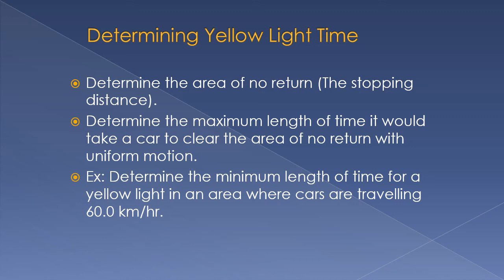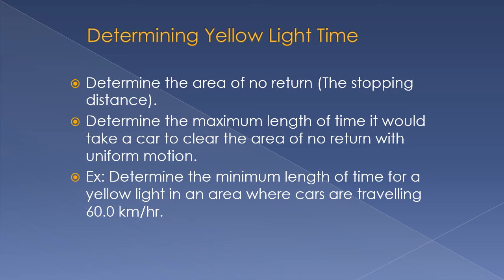And so it's kind of that point where, uh-oh, I need to go through the light rather than trying to stop. And so you need to determine the maximum length of time it would take the car to clear that area with uniform motion. And so, okay, if I just stay at that speed, will I clear through before it turns red? So it's a tough thing to learn, this uh-oh, do I stop? Do I have time to stop? Or do I just accelerate through? And that's where a lot of people will get red light tickets because they don't determine their yellow light time well enough. It's always best practice to try to brake if you have time to.